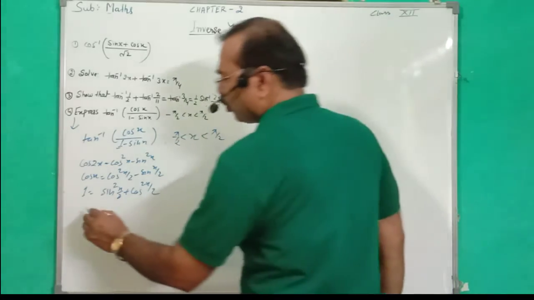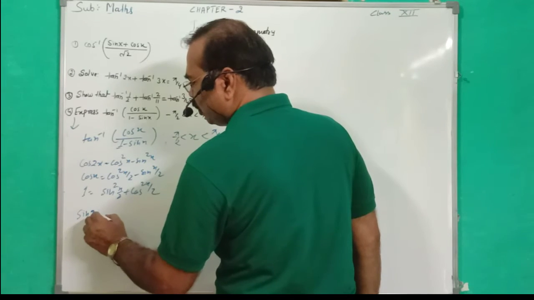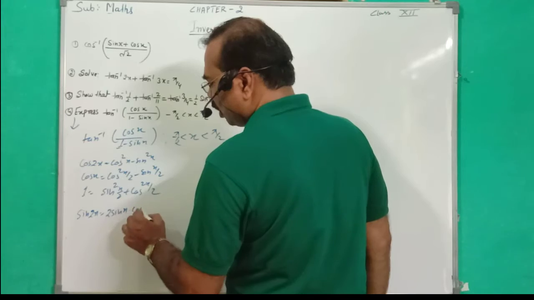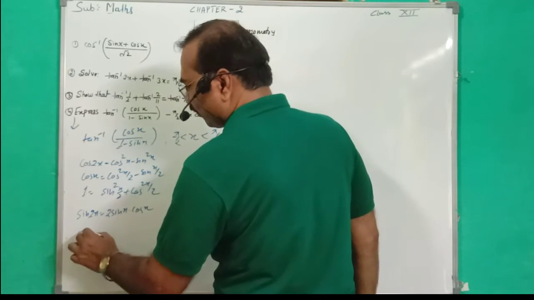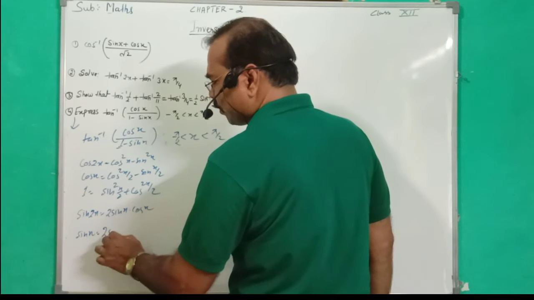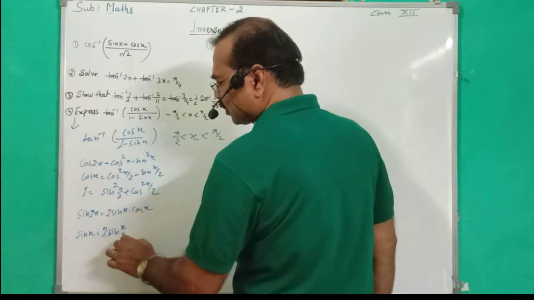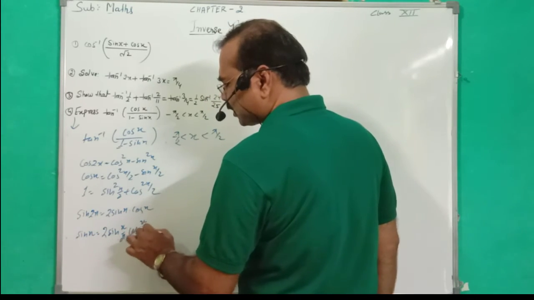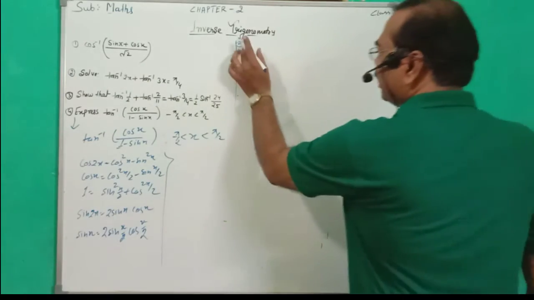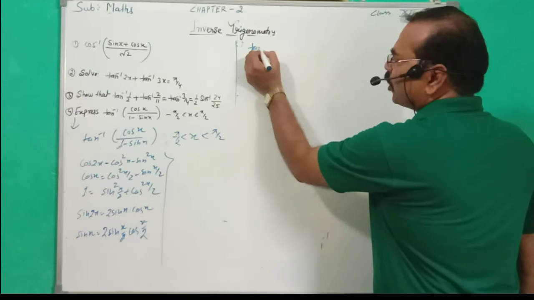And what is sin 2x? sin 2x is equal to 2 sin x into cos x. So we can write sin x in the form of 2 sin x by 2 into cos x by 2. Okay students, we have found all these values. Now let us put them into our question.